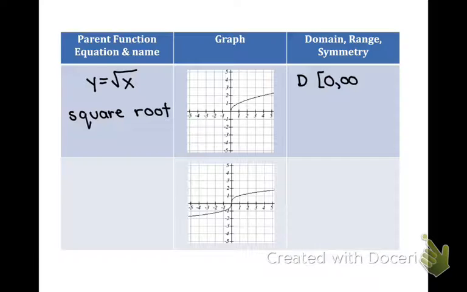Furthest x value to the left that this graph touches is 0, and because it's included in the graph, it gets that bracket. We're going all the way to positive infinity on the right. So keep in mind that in these graphs this is really just going all the way to the right. All right, range, same on this graph. Lowest y value we have is 0. It's included in my graph. And then it's going up to infinity. And this square root function has no symmetry.